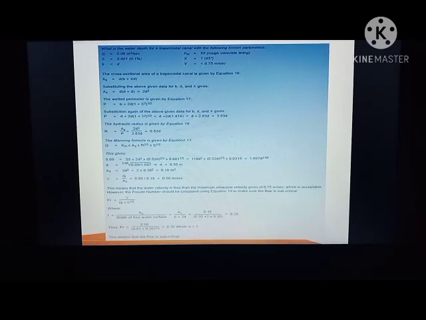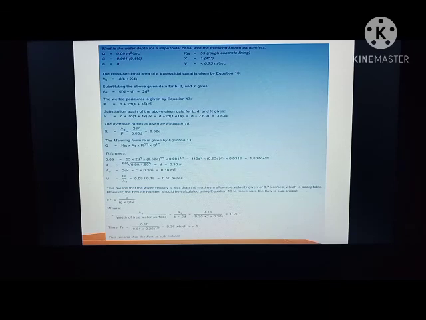The cross-sectional area of the trapezoidal canal is given by the equation area is equal to D multiplied by the quantity of B plus XD. Substituting the above given data for B, D, and X gives area is equal to D multiplied by D plus D, which is equal to 2D squared.